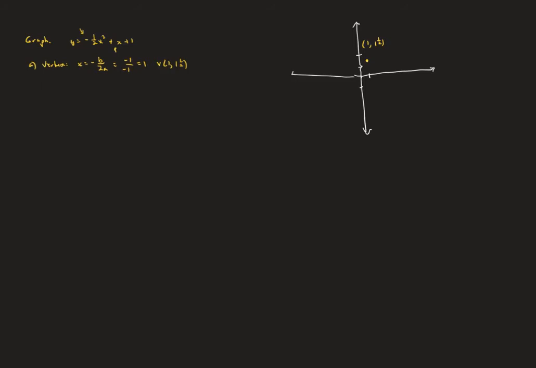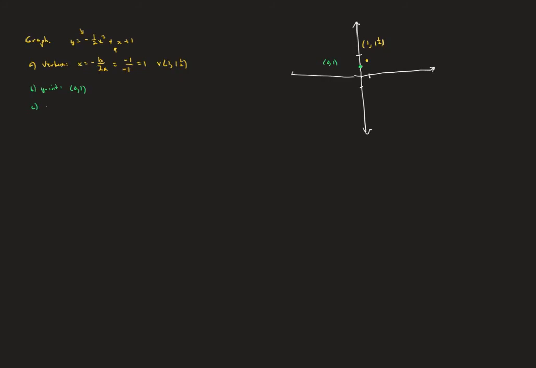So maybe let's do the low-hanging fruit. Let's find the y-intercept next. So the y-intercept, we can just plug in 0 for x, and that's going to give us (0, 1). So that's going to be this point right here. That's consistent with this being a parabola that opens down.